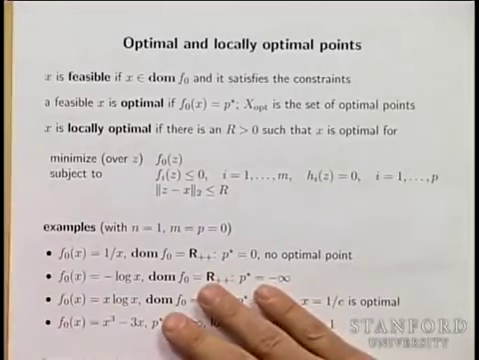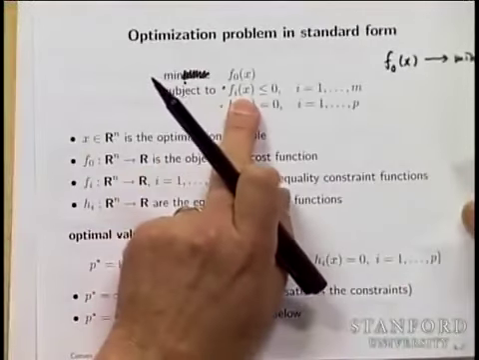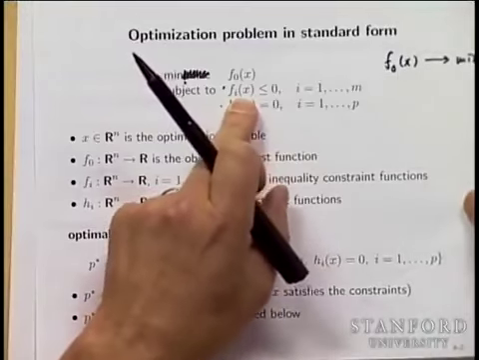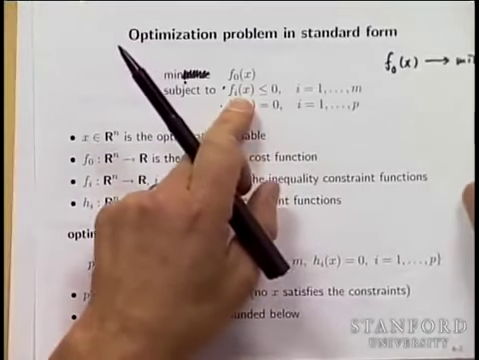To satisfy the constraints, f_i of x actually has to return a number and not the NID token, the not-in-domain token. Because there's no way, if that returned not in domain, that you could actually say that the inequality was valid. Okay? So, okay.